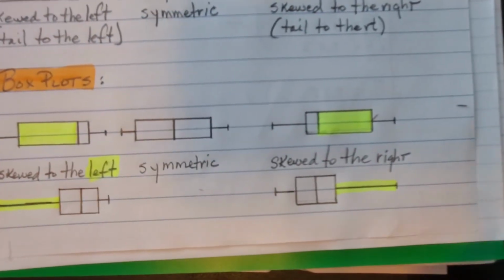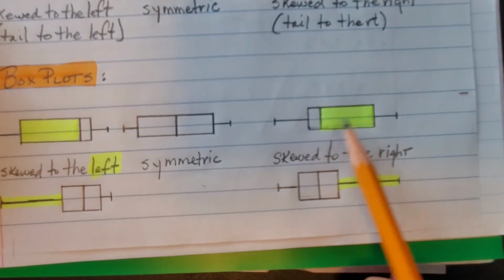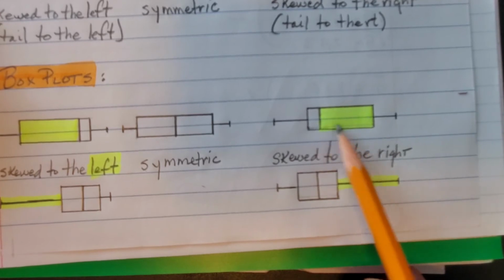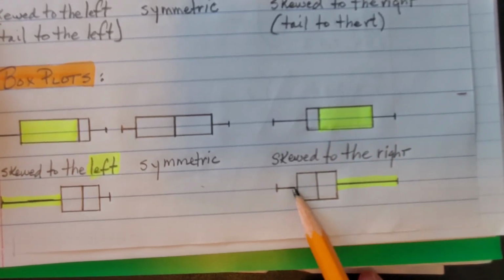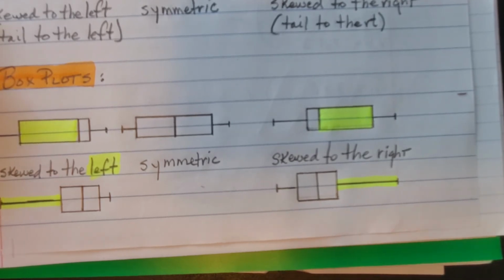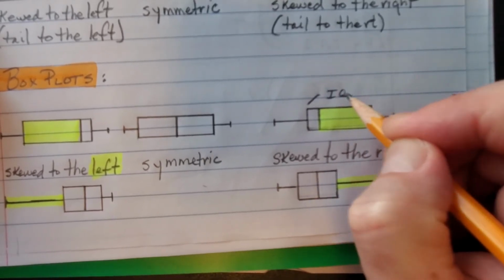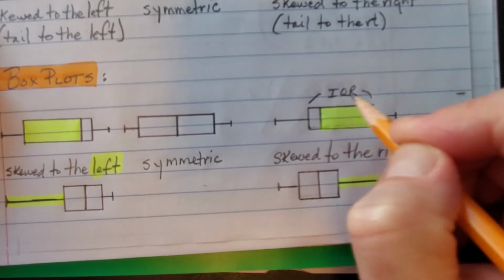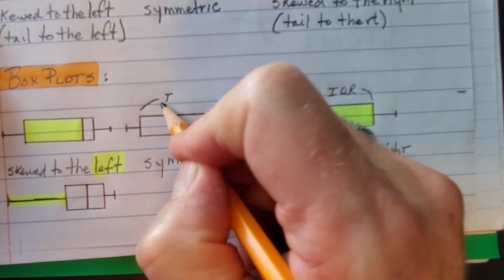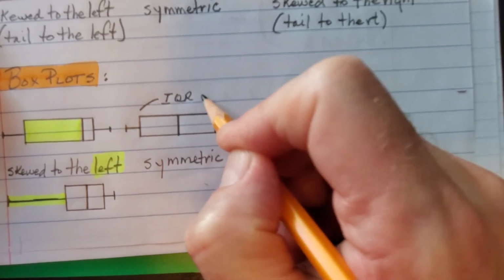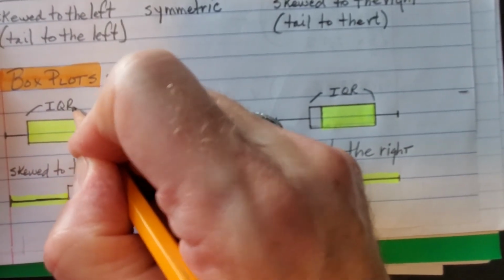And also skewed to the right, meaning inside the box, this side of the box from the median to Q3 is larger, or this whisker is larger than this whisker, means it's skewed to the right. And remember that this box is called the IQR, the interquartile range, and we'll talk more about that down the road, okay? Same thing here. This is called the IQR, the box. The size of the box is the IQR.